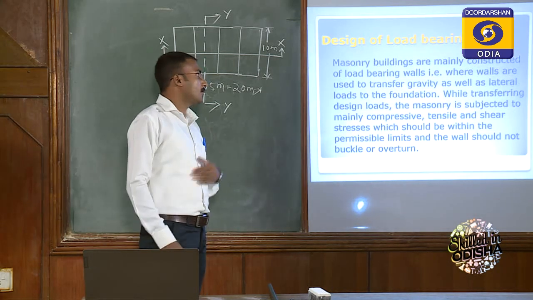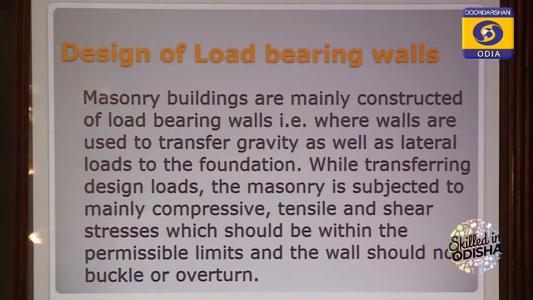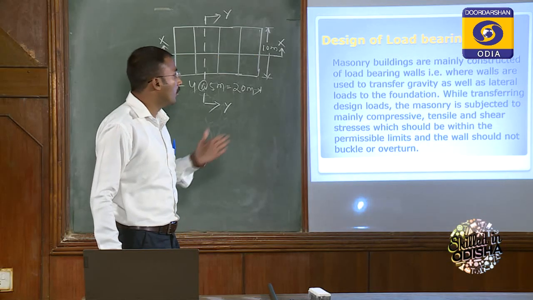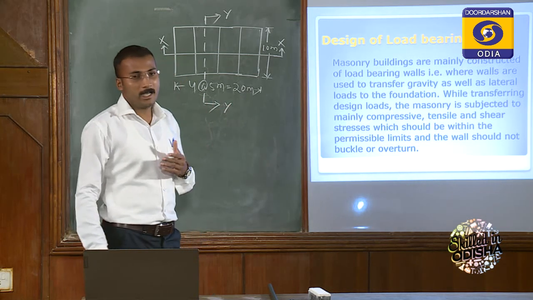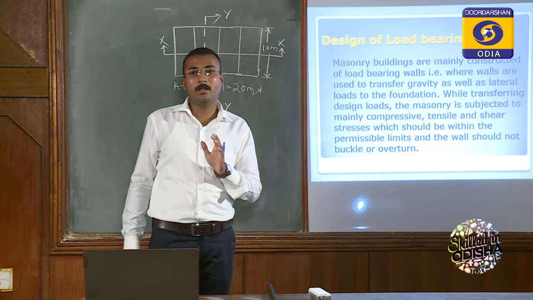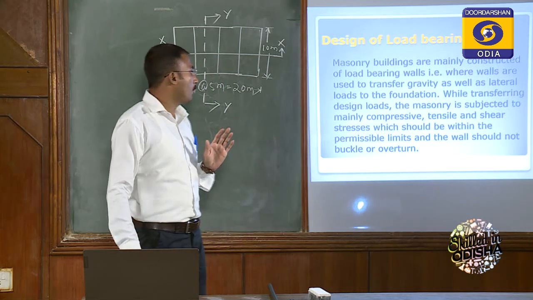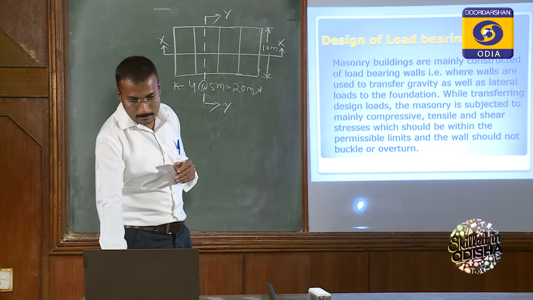So first we will discuss load bearing walls. In case of masonry structure, the walls are mainly constructed as load bearing walls, and these walls transfer gravity as well as lateral loads. That means vertical load as well as horizontal load. While transferring design loads, the masonry is subjected mainly to compressive, tensile as well as shear stresses, which should be within the permissible limits, and the wall should not buckle or overturn. That means for safety purpose, these compressive, tensile and shear stresses should be within the permissible limits.